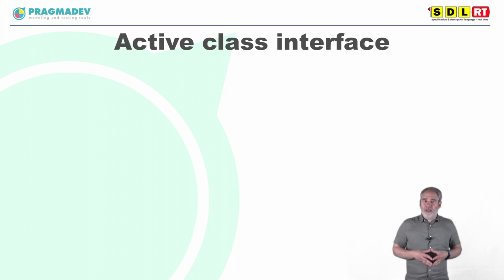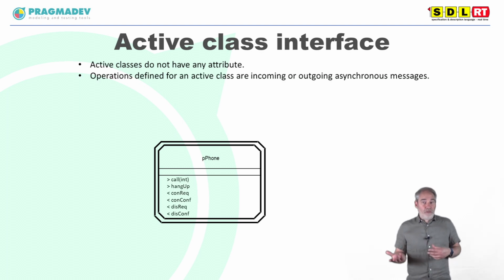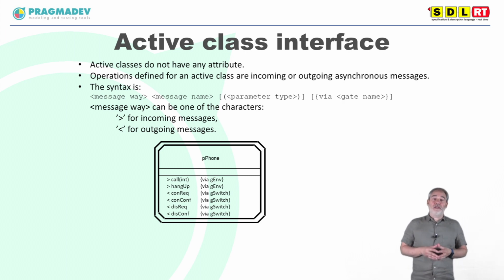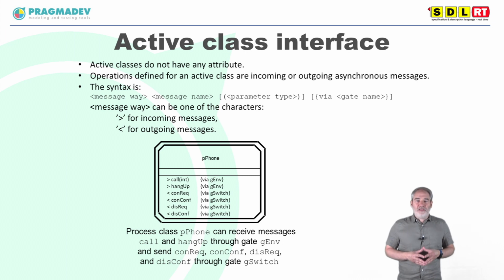Since an instance of an active class has its own thread of execution, there is no direct access to its attributes from another object that does not have the same context of execution. The only way to interact with the active object is to exchange messages. For that reason, active classes do not have any attributes listed, and the operations are actually incoming and outgoing messages going through gates. A gate defines an interface that will be connected to the surrounding architecture when the class is instantiated. In this example, process class pphone can receive messages call and hang up through gate genv and send out messages connection request, connection confirmation, disconnection request, disconnection confirmation through gate G-switch.